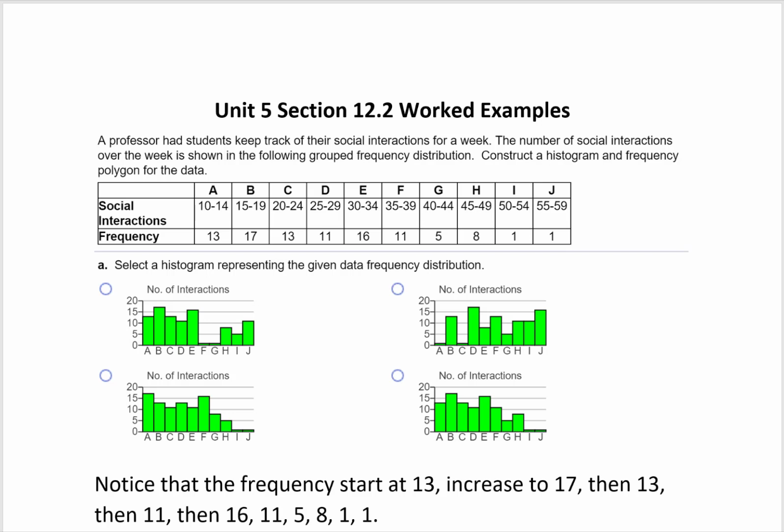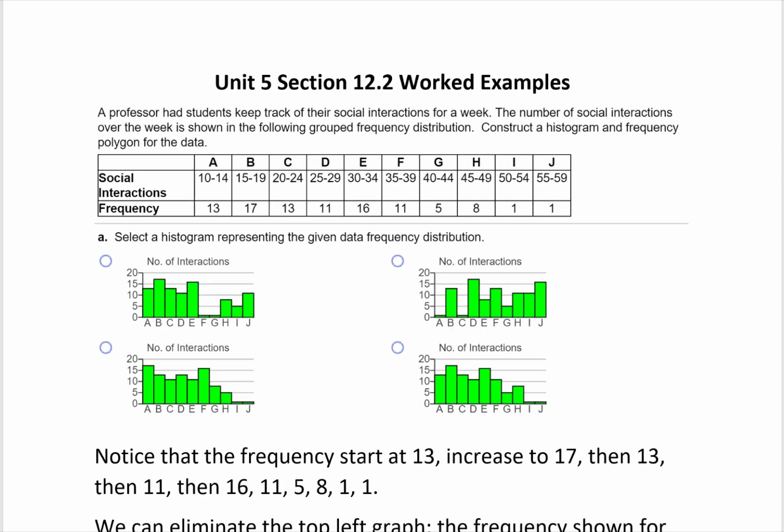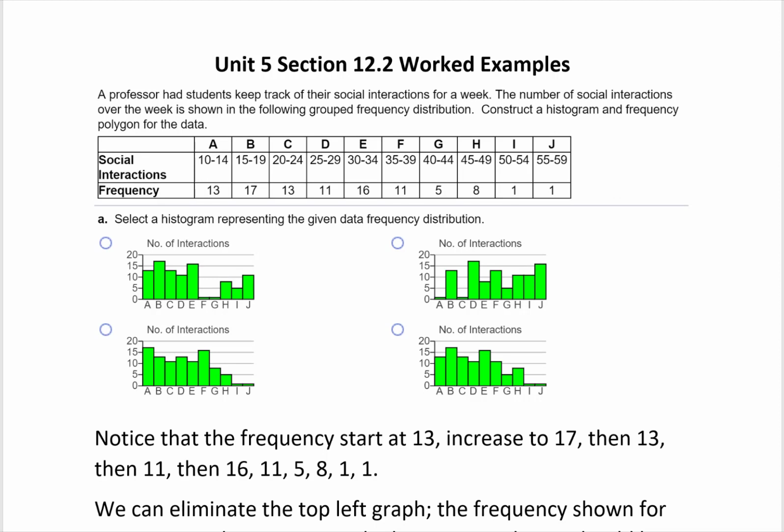And the data is shown in the table, and the first part of the question asks us to select which of the four histograms represents the given data frequency distribution. So if we notice in the frequency distribution we were given, we start at 13 and then we go to 17 and then 13, 11, 16 and so forth. We can eliminate the top left graph.